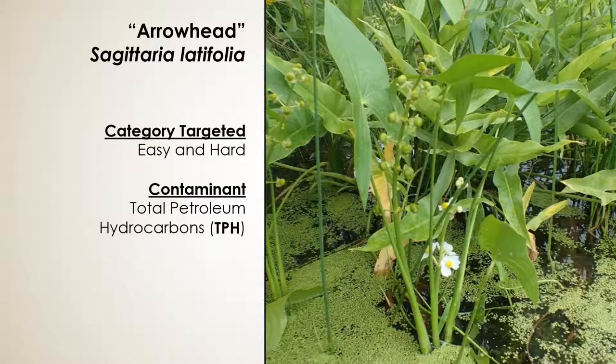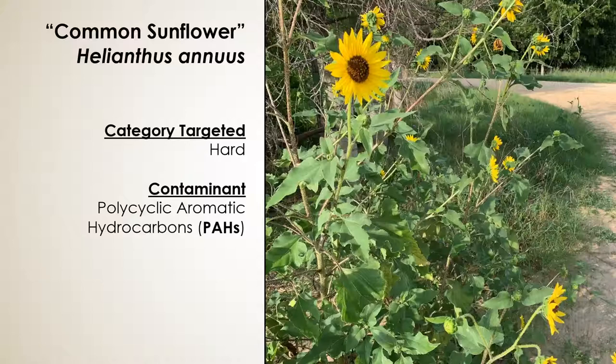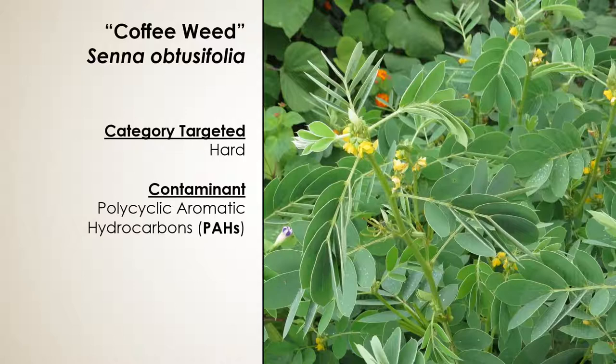Common sunflower, Helianthus annuus. This is not the cultivated sunflower that people typically plant in their gardens. This is a straight species, the one that cultivars have been bred from. And Senna obtusifolia. This is one that's blooming around now. It blooms late in the season. The leaves look very similar to black locust, but it's usually shorter than that.